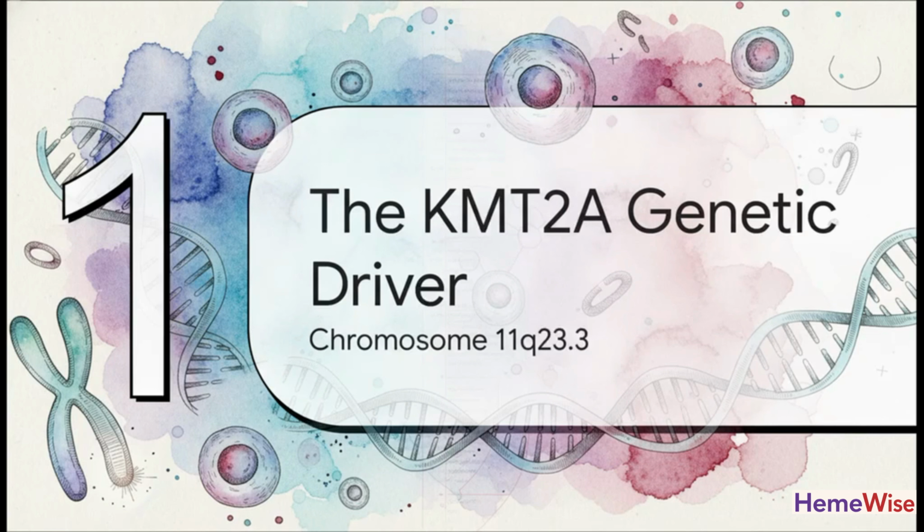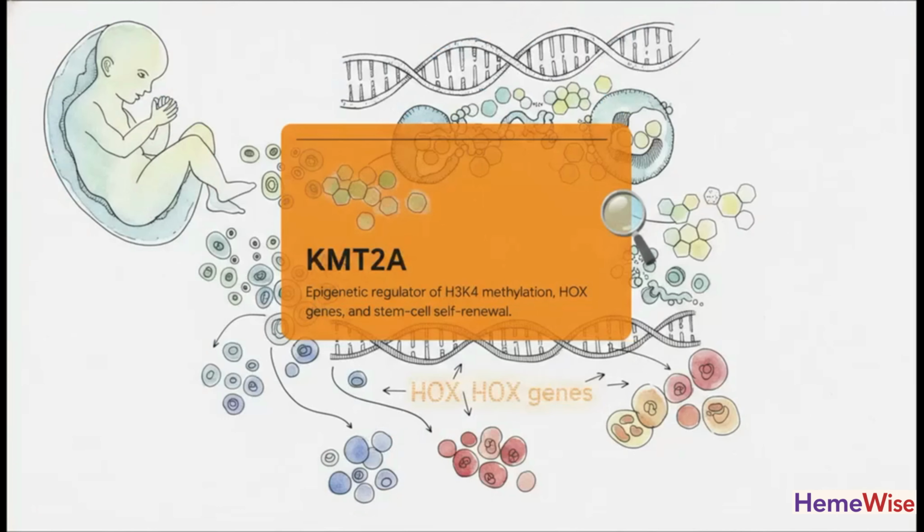All right, Section 1, the KMT2A genetic driver. It's really fascinating to look at KMT2A not just as some mutated gene, but as a fundamental architect of embryonic hematopoiesis. You probably know it by its old name, the MLL gene, but KMT2A actually stands for lysine methyltransferase 2A. In a normal state, it's this crucial epigenetic regulator responsible for histone H3 lysine 4 methylation. Basically, it carefully orchestrates the expression of Hox genes to maintain normal stem cell self-renewal and guide proper differentiation.